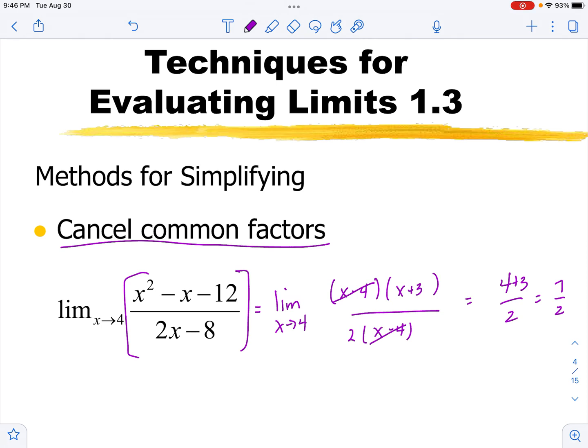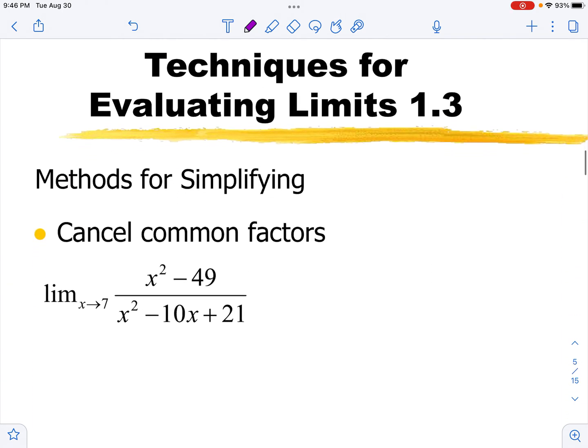So again, that does not mean that the function at 4 is equal to that. That means the limit of that function as x goes to 4. So remember that you're coming from both sides. So from the left and from the right, it is approaching 7/2.